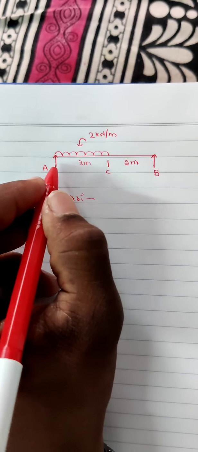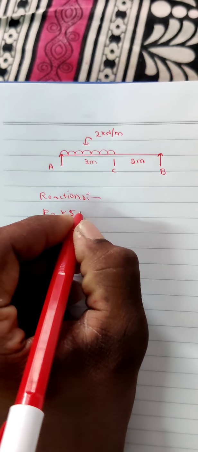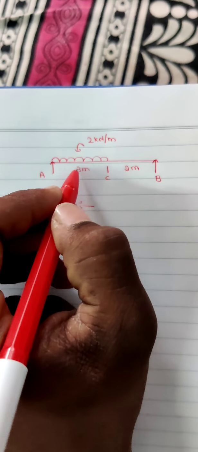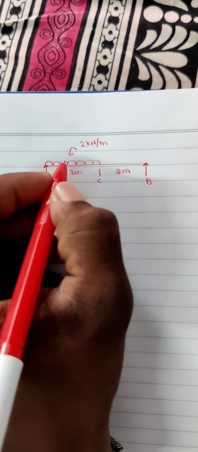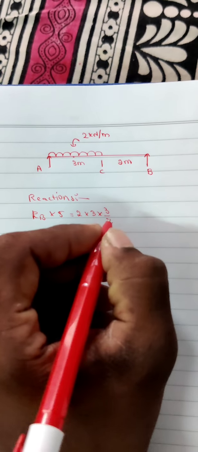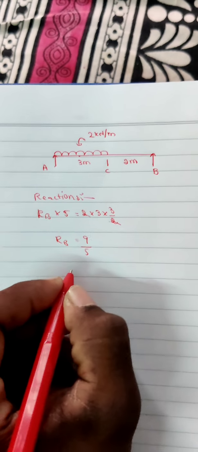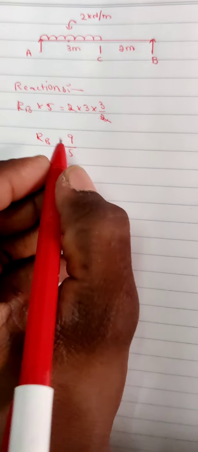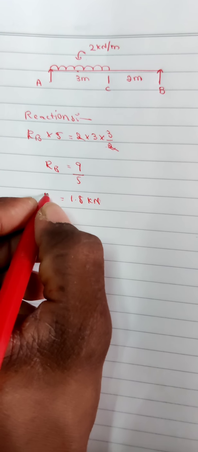Firstly, reactions. I am taking moments about A, so reaction at B into 5 is equal to the downward UDL load, 2 into 3, into 3 by 2, since the UDL acts exactly at the middle point. So this cancels, and this is 9 by 5. So RB is equal to 9 by 5, which is 1.8 kilonewtons.